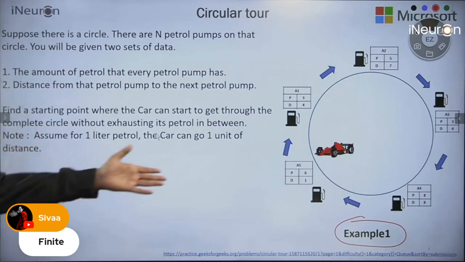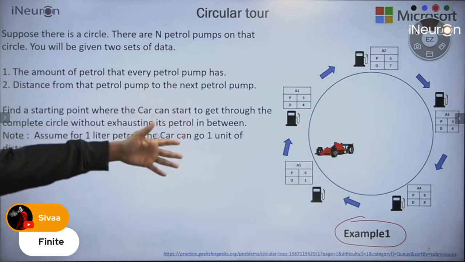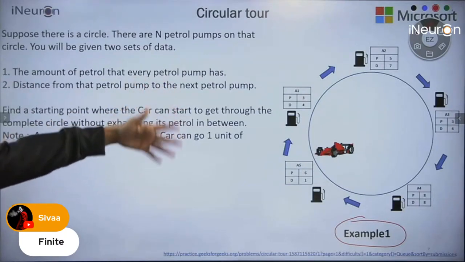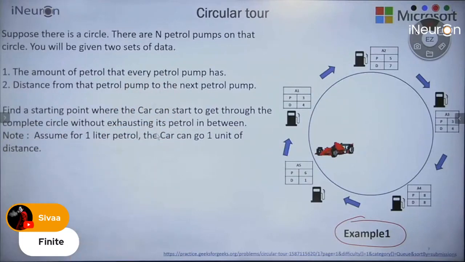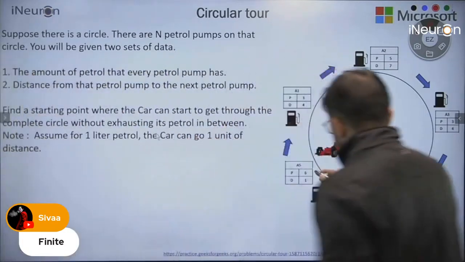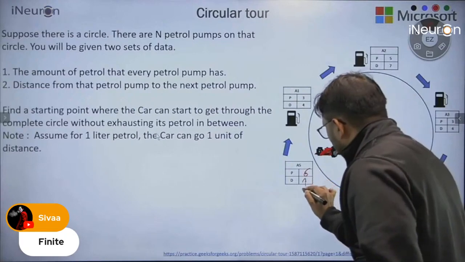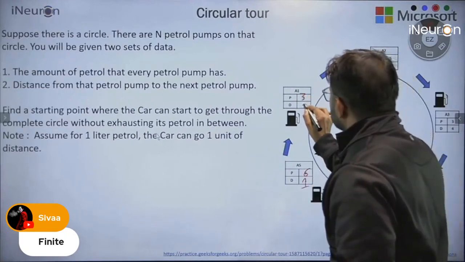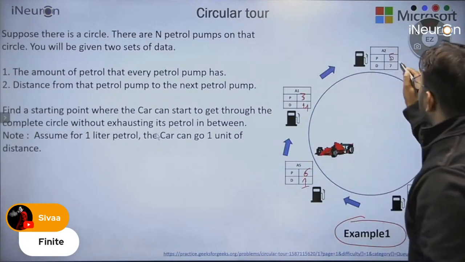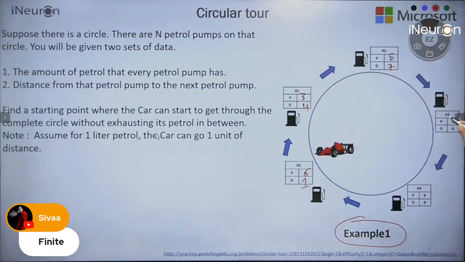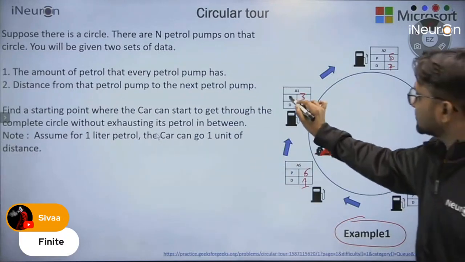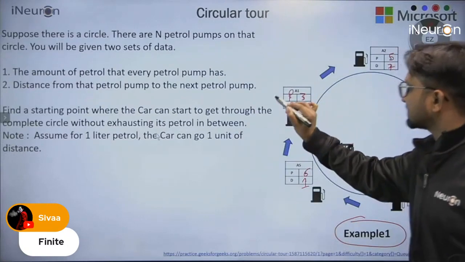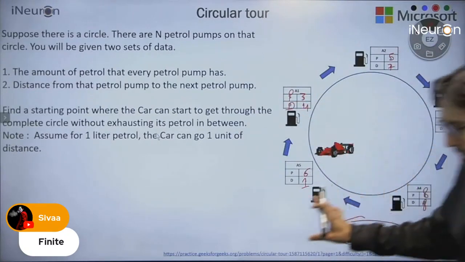Check out the problem and find out what should be the output for example one, which is shown with the help of the diagram. So let me bold this information. Maybe this is 6 over here, this is 1, this is 3, this is 4, this is 5, this is 7, and this is 3, this is 4, this is 8, 8. That's it. And P here is for petrol and D is for distance. Everywhere P for petrol, D for distance. Okay, please check it out.